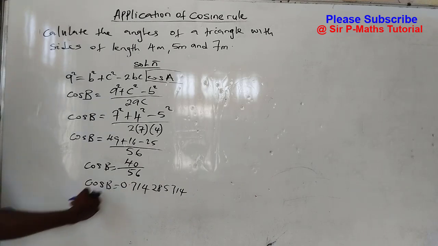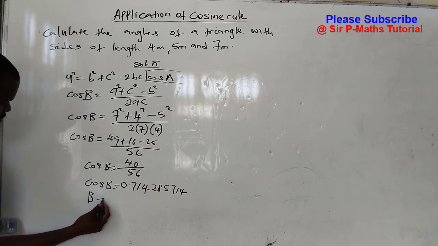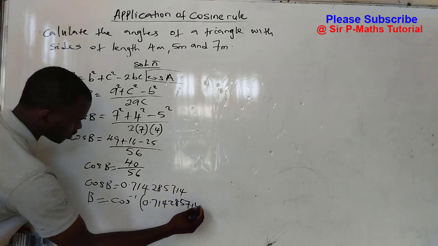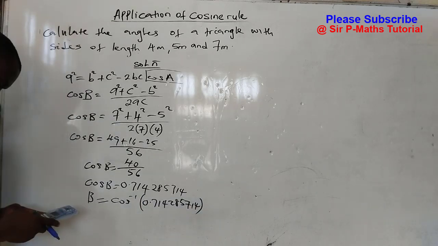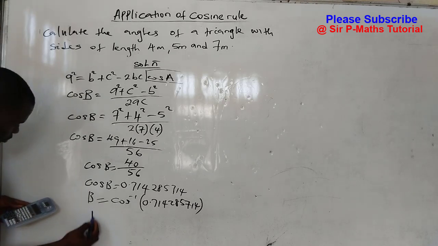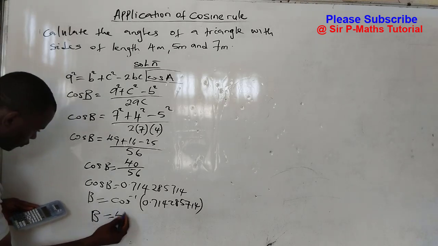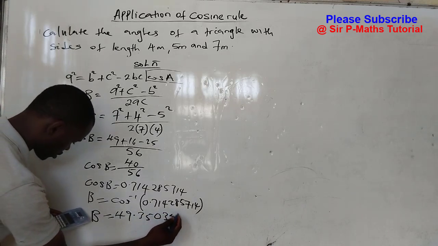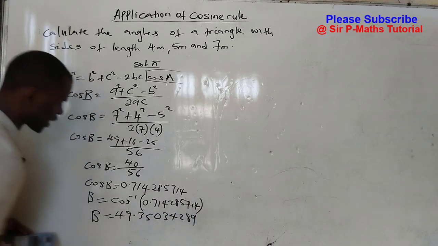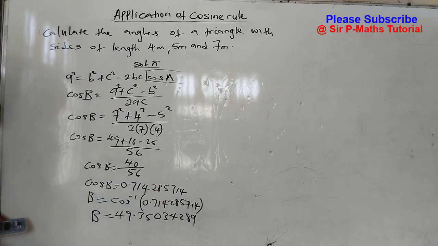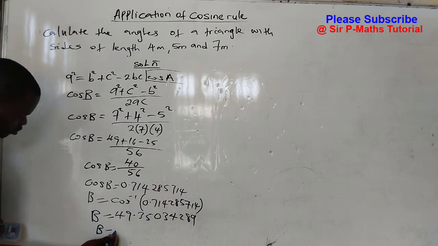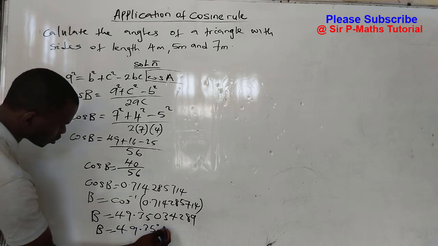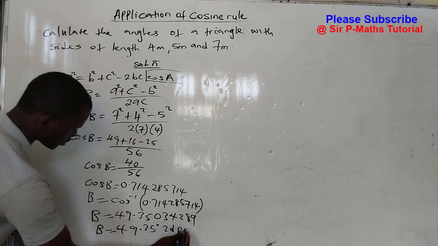0.7142. Then we find the B by saying cos inverse of 0.7142. Then B will give me 49.3503428. Reduce it to 2 decimal places again. I will have B to be 49.35. 2 decimal places.